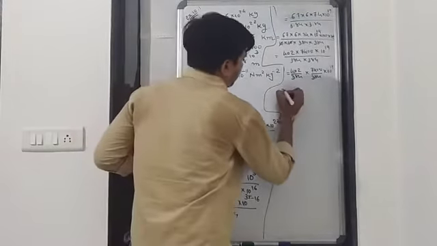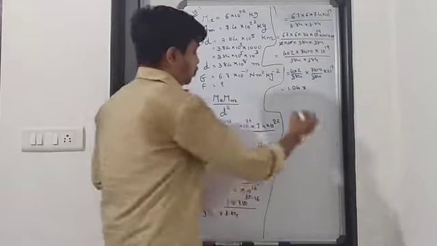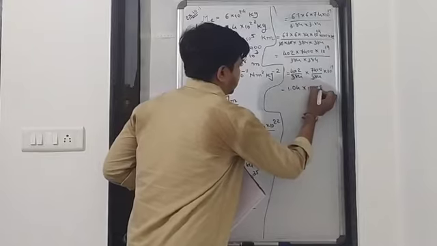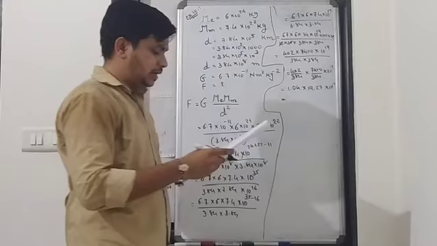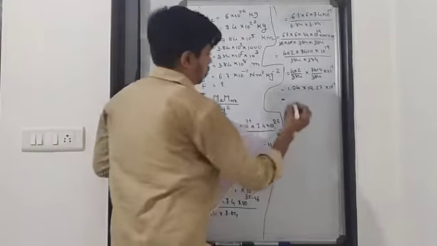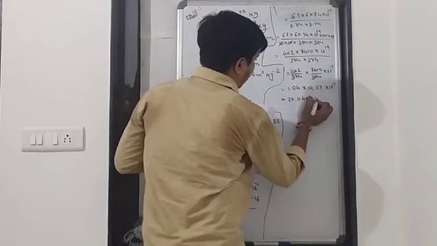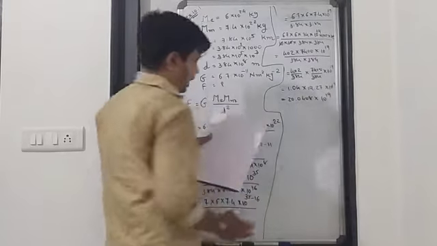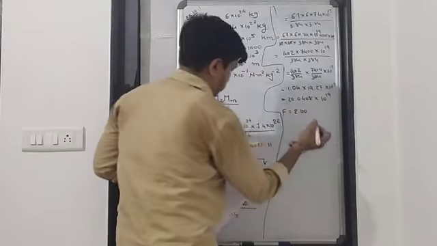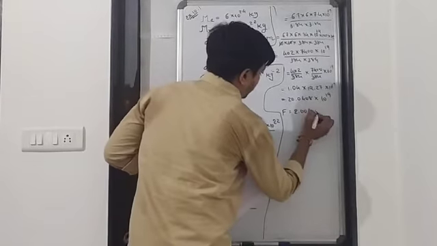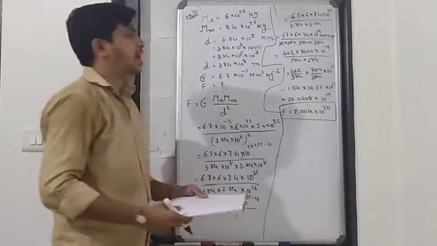So you have to just divide. Then it gives you 1.04. And what will be the value of this? This gives you 19.27 into 10 raised to 19. If you just multiply it, then it gives you 20.0408 into 10 raised to 19. So the value is 2.004 into 10 raised to 20. So here is the value of F.